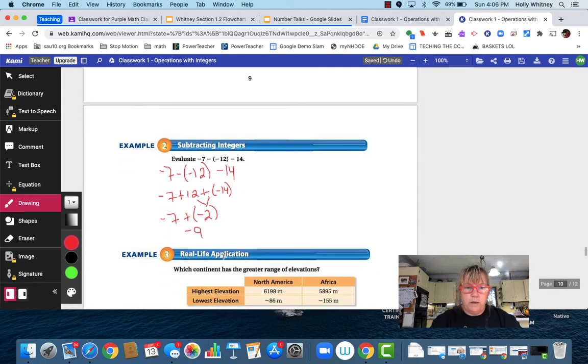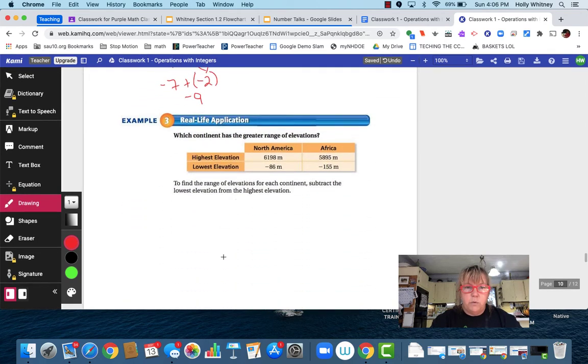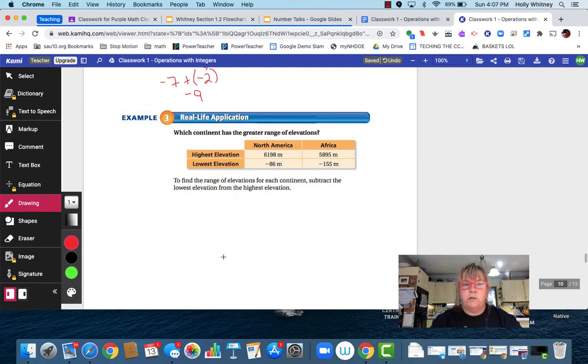Okay, our real life application. Which continent has the greatest range of elevation? I'm going to let you in on a little secret. Range is one of the most favorite questions that you get word problems for when you're subtracting integers. You end up subtracting a negative, so it kind of makes sense. We have to figure out the range from the highest to the lowest. Remember, range questions are the largest subtract the lowest.